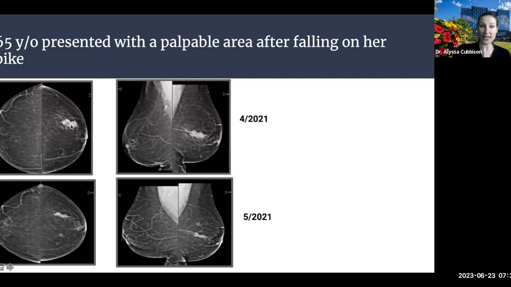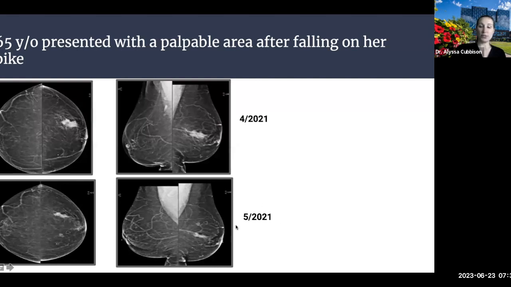She did provide a history of falling on her bicycle with bruising of the left breast, which is, of course, very helpful because the imaging overlap of trauma and cancer is very narrow. So if we have history to suggest trauma, then that definitely helps guide our differential. So we thought as such that this was likely hematoma or trauma related. So we recommended a short-term follow-up within 4 to 6 weeks.